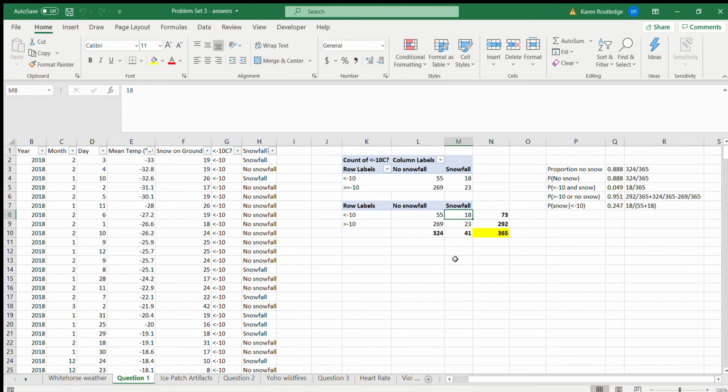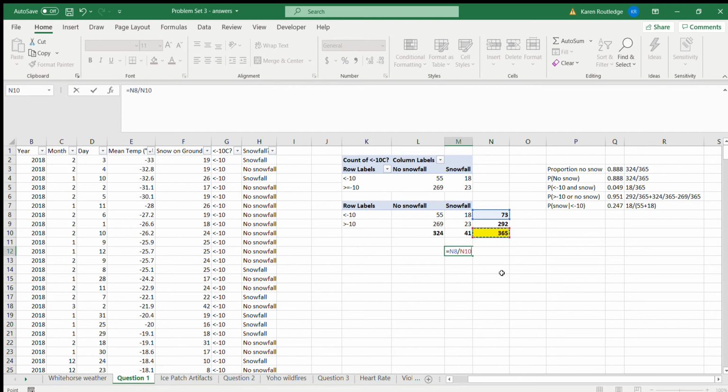Now, if we tried to do this using the rules of probability, then we would have to make the assumption, or we might be tempted to make the assumption, that these are independent. So less than -10 degrees is independent from snowfall. And in that case, the probability would be the count of less than -10 degrees, which is 73, divided by the total, 365.